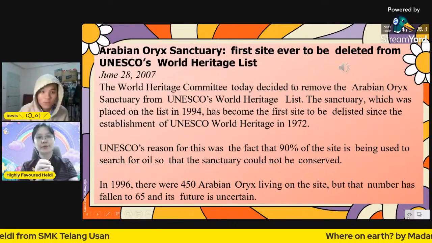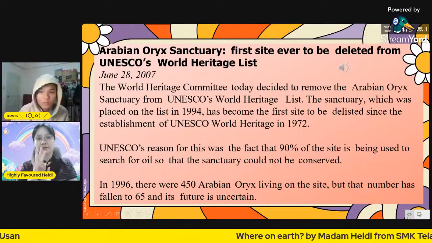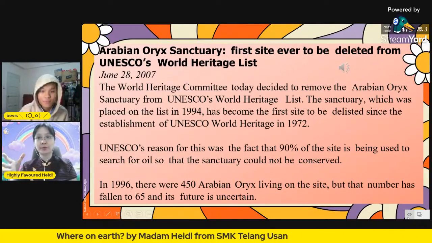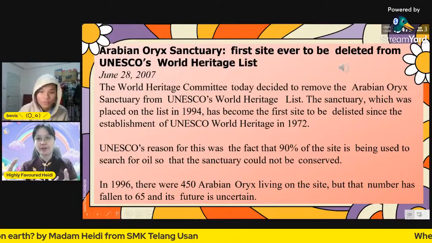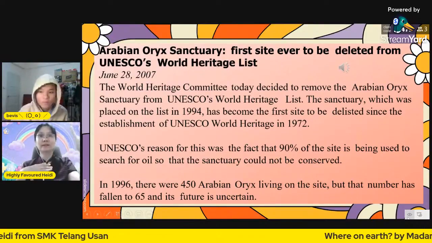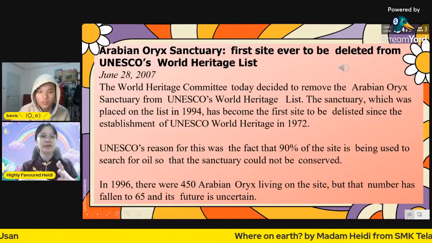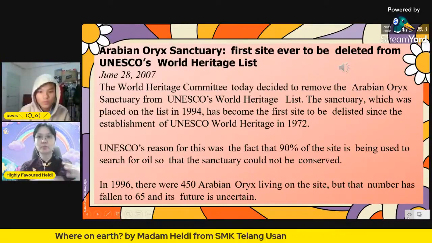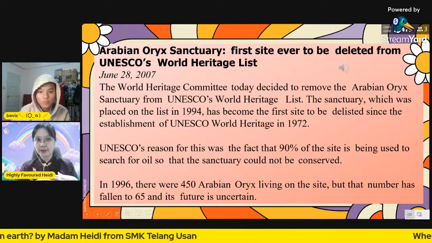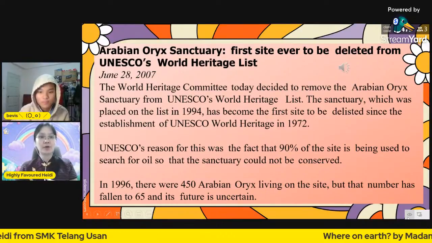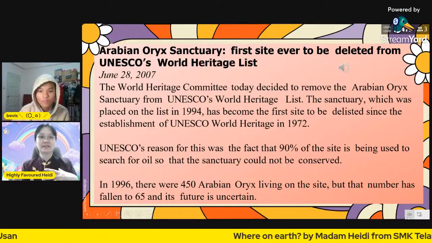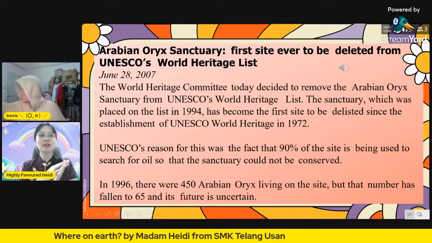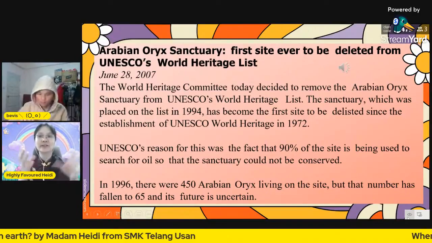Okay, so from the text here, there are four, right? The first text actually introduced what is World Heritage, UNESCO World Heritage. The second text will be the 10th criteria. After that, they show you the first one will be the terracotta being listed as one of the World Heritage. And D, Arabian Oryx Sanctuary, delisted, right? They removed it from the UNESCO World Heritage List. So this is the difference.